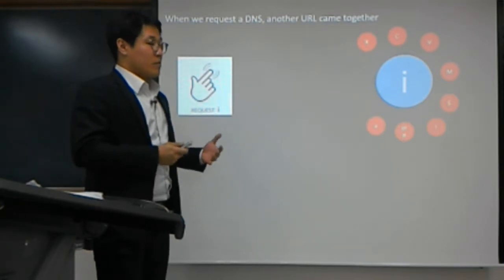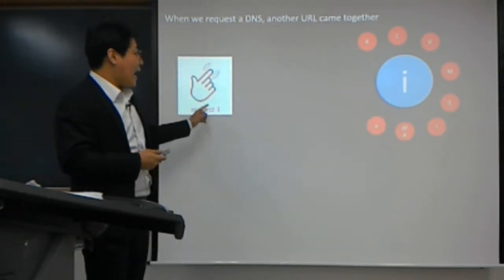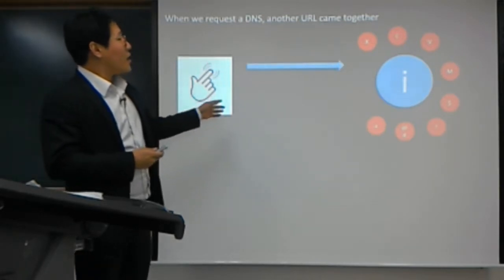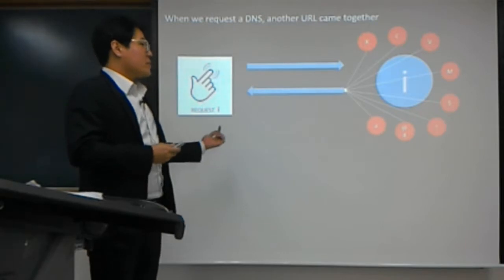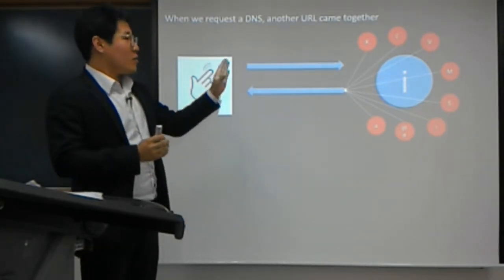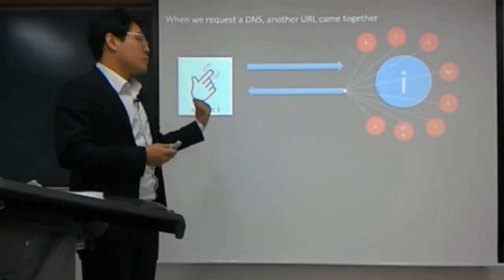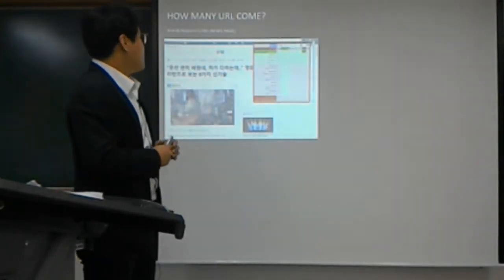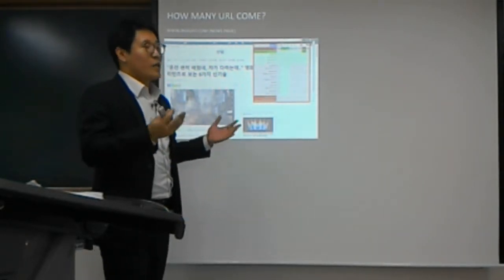So this is how the hackers use the method. If we request one URL, many other URLs come together, so we can see only the one we requested, but there are many other URLs, other data that has come to my device. So we don't know how many URLs come.